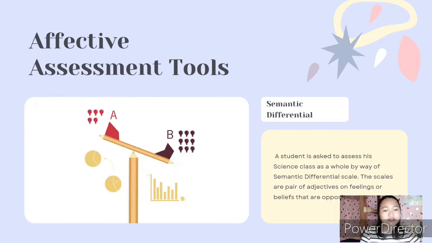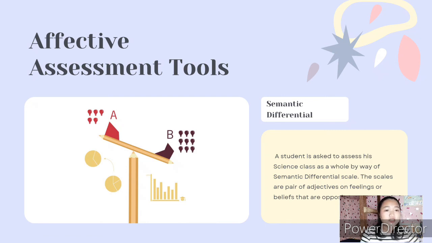So, the next affective assessment tool is the semantic differential. The student is asked to assess his or her science class as a whole by way of a semantic differential scale. A semantic differential scale measures the connotative meaning of things. Also, these scales are pairs of adjectives on feelings or beliefs that are opposite. For example, the word heart is defined as the organ of the body that pumps blood around it. Its connotative meaning is love or heartache, but the scale is used in surveys to gauge people's feelings towards a particular subject.